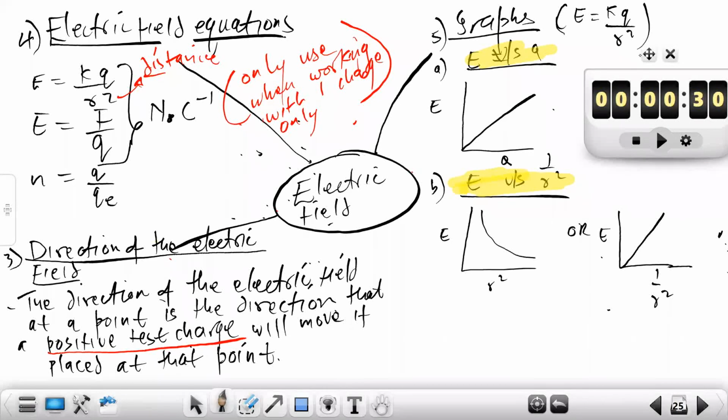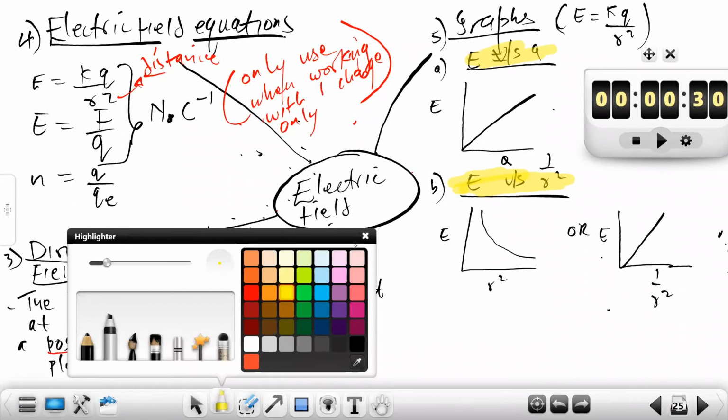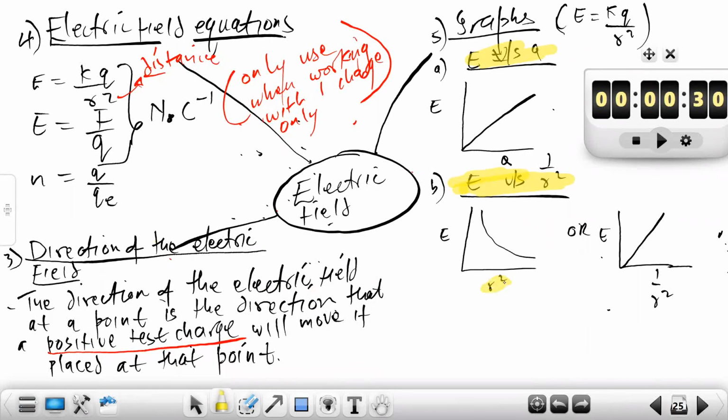Okay, the only difference is, check here. Let me get my highlighter. Check here. This one here, we are drawing for r squared. So r squared is the one that is now inversely proportional to E. But 1 over r squared, it's not inversely proportional. It's directly proportional. Hence, we will be in a position of getting the straight line.